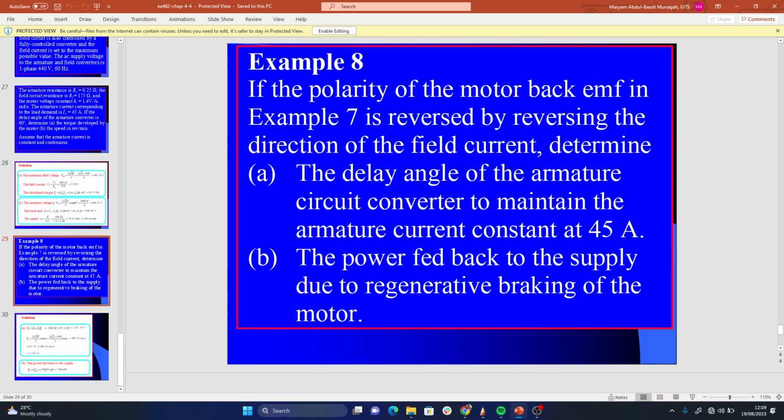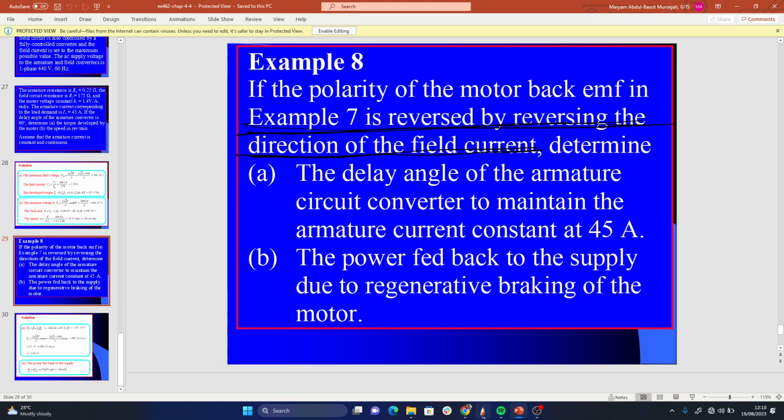This is the last question we will look at here. Now, if the polarity of the motor back EMF in example 7 is reversed by reversing the direction of the field current, determine the delay angle of the armature circuit converter to maintain the armature current constant at 45 amps.